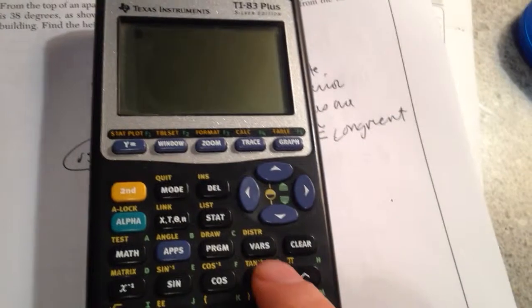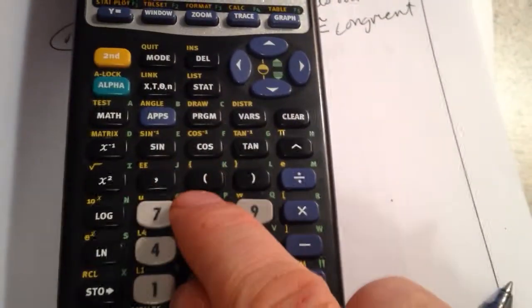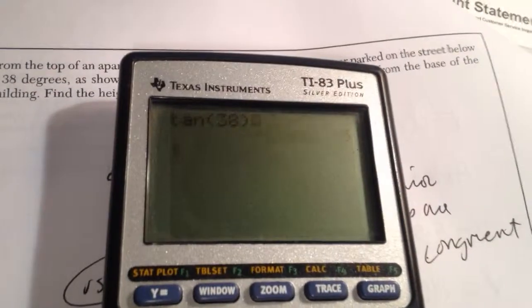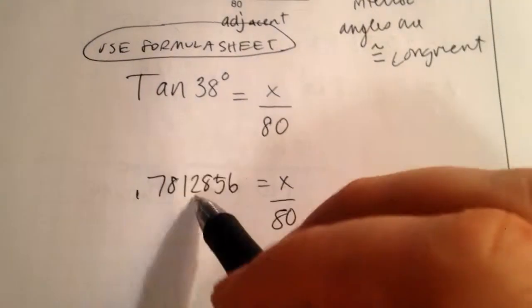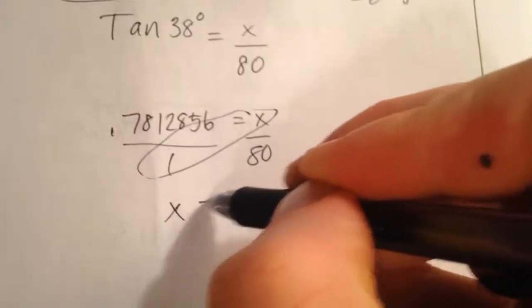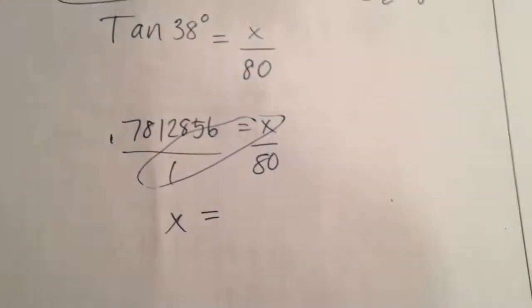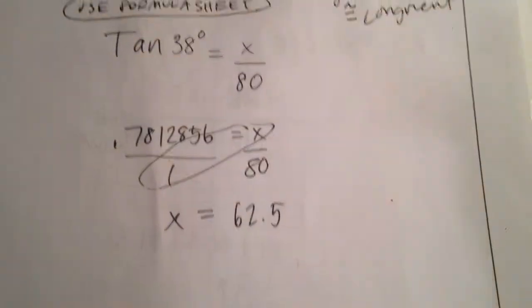What I'm then going to do is hit tangent and then type in 38, and then I get a decimal. I then replace this with that, put this over 1, and then I cross multiply. 1 times x is x, 80 times this decimal is 62.5. Nearest tenth of a foot.